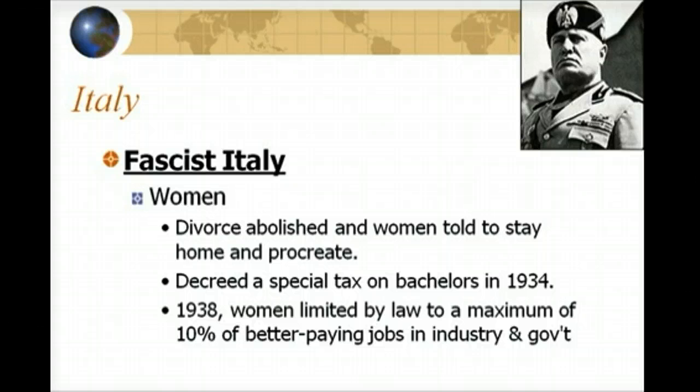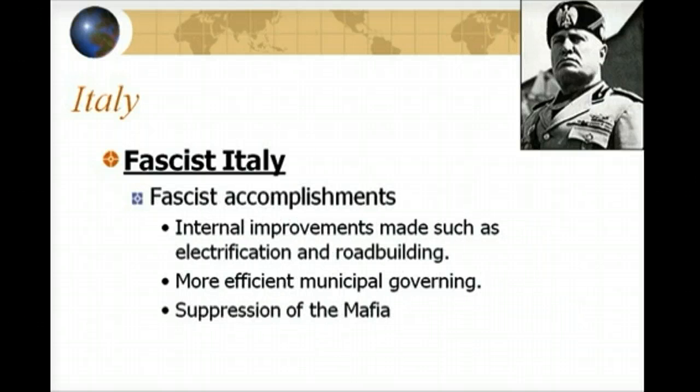But the real accomplishments under Mussolini are some things that are going to be a little more successful. There are going to be internal improvements made, such as electrification and road building. It's said that Mussolini made the trains run on time. There's that control and orderliness of fascism. He is going to have a more efficient government at the municipal or city level, not so much overall.